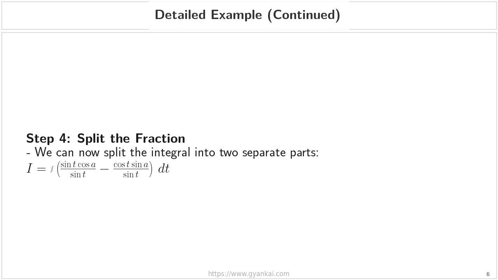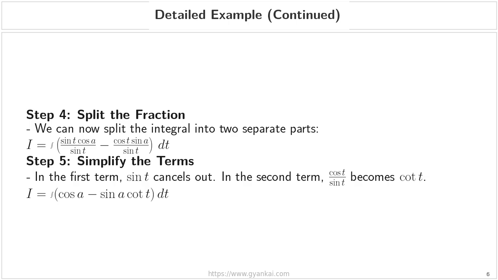We have the integral of, and I'll read this out carefully, sine of t multiplied by cosine of a minus cosine of t multiplied by sine of a, all divided by sine of t, with respect to t. What we're doing here is simply applying the distributive property of division over addition and subtraction. We're breaking up that single fraction into 2 separate fractions. So, we have the integral of sine t cosine a over sine t, minus the integral of cosine t sine a over sine t. Remember, this is perfectly valid as long as sine t is not 0, which we'll assume for the sake of this problem.